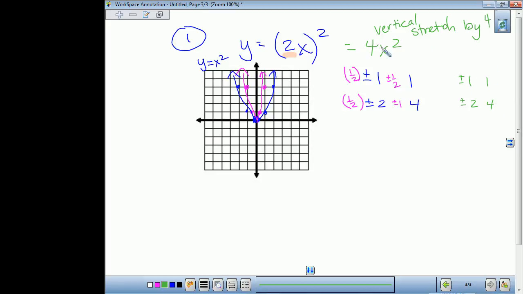All right, so vertical stretch by a factor of 4, times by 4, times by 4. Do you guys see the point 1, 4 is on that pink graph? Negative 1, 4 is on the pink graph. So this vertical stretch is the same as the horizontal compression. You just skip the points. You won't get the in-between points, but all the dots that you get by plugging in here, if we plugged in 1/2, it would give us that little pink point right there. Okay.